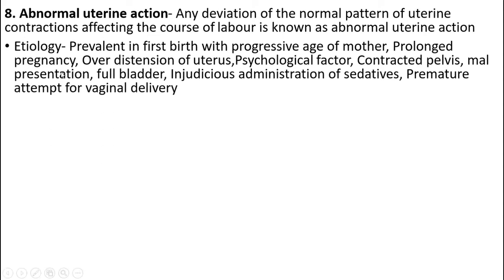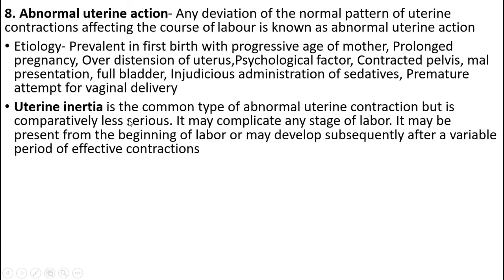The etiology includes: prevalent in the first birth, progressive age of the mother, prolonged pregnancy, overdistension of uterus, psychological factors, contracted pelvis, malpresentation, full bladder, injudicious administration of sedatives, premature attempt for a vaginal delivery. Uterine inertia is the common type of abnormal uterine contraction but is comparatively less serious.